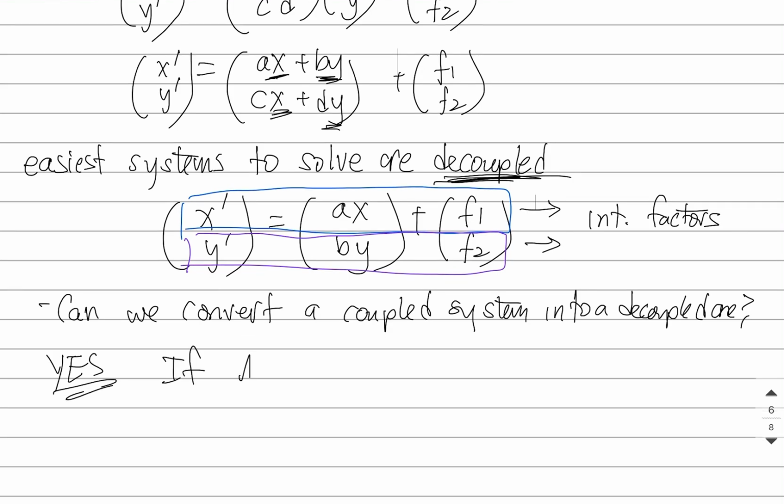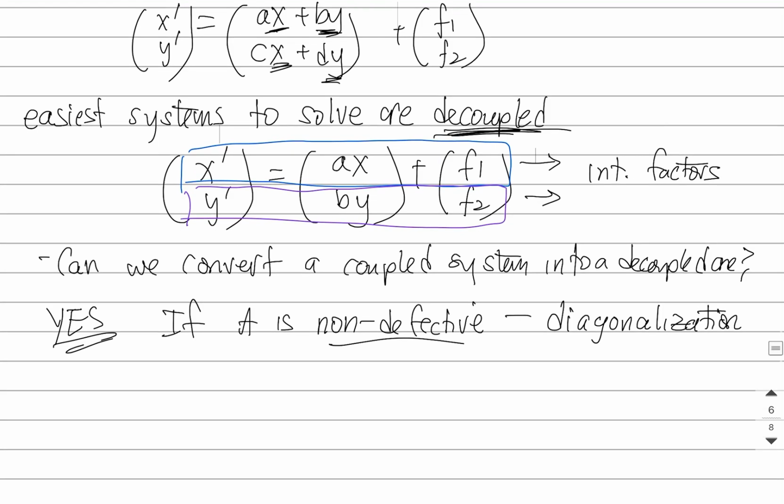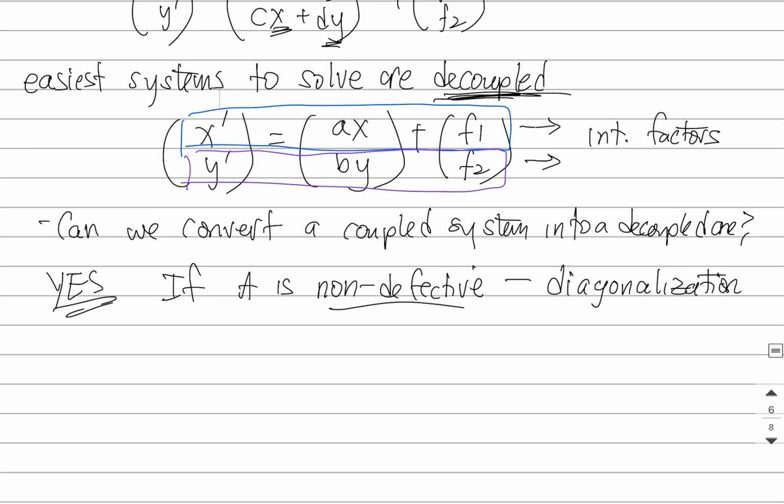If your matrix A is non-defective, meaning it has a full set of eigenvectors. So if your matrix is non-defective, you can use what's called diagonalization. And diagonalization is what's going to allow us to write this system in decoupled form.